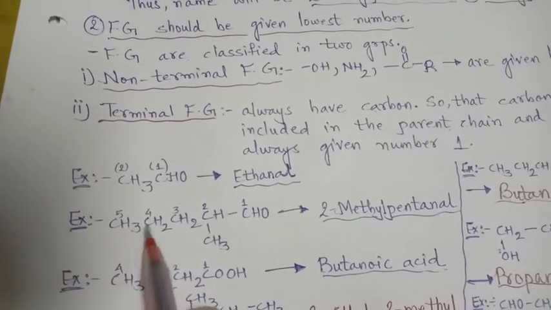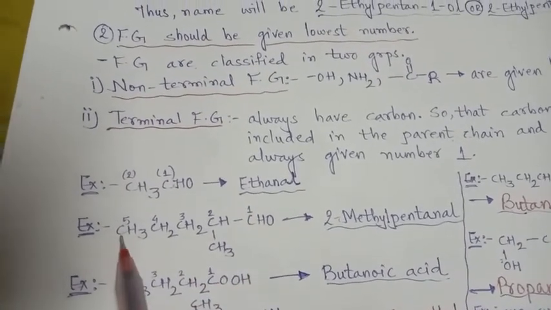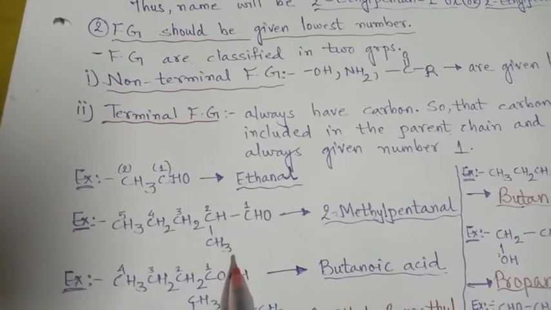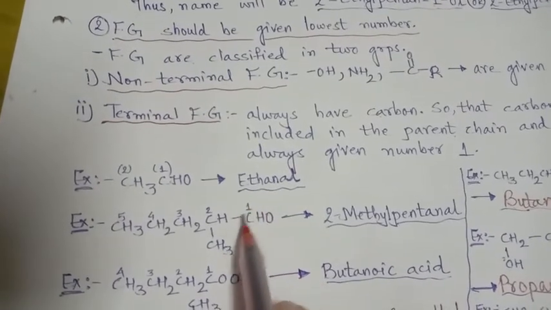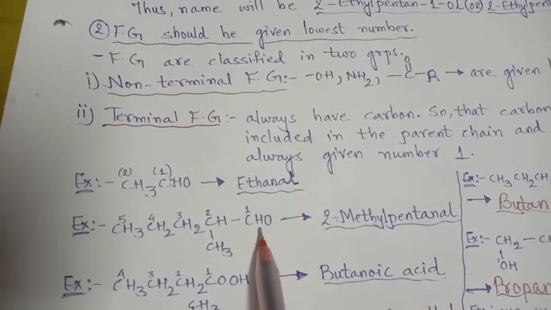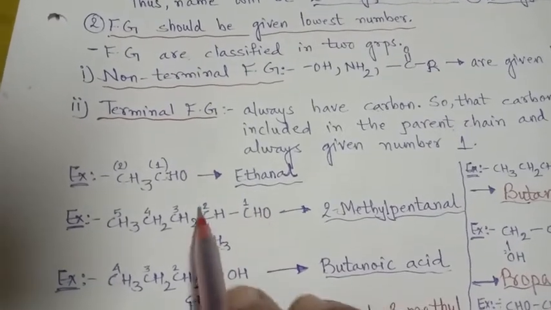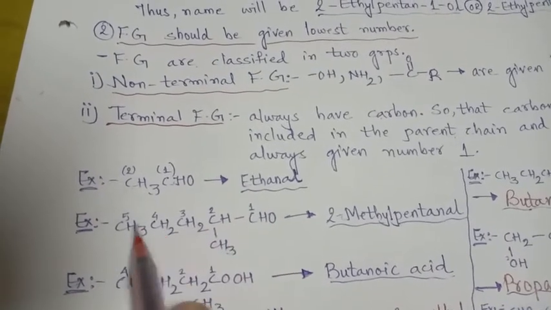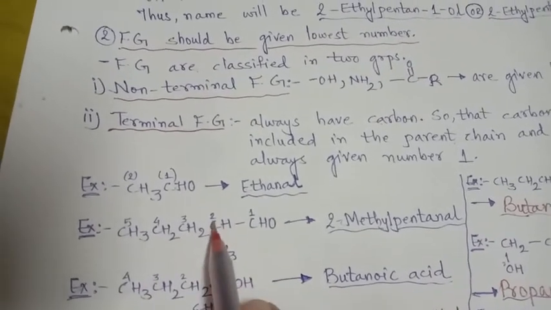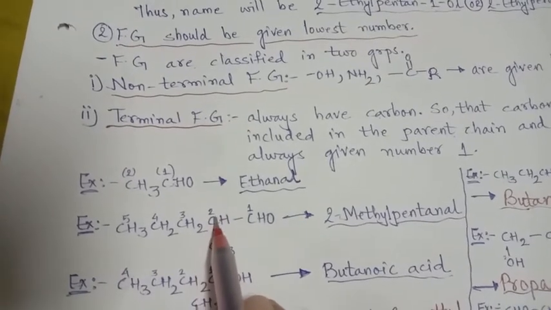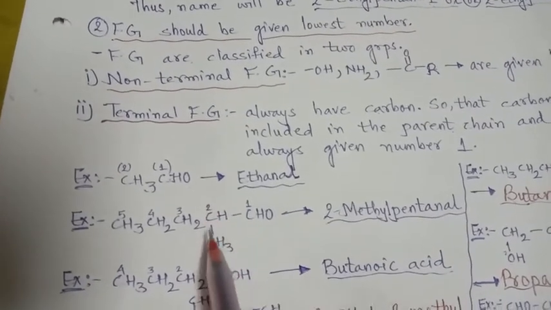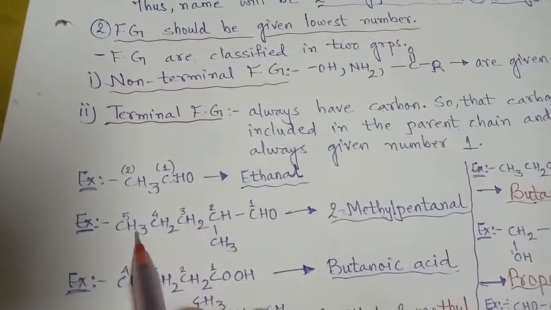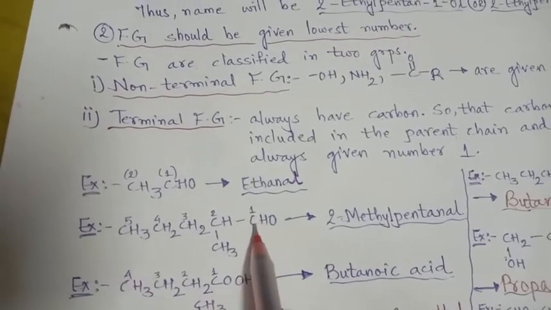Now here if we see 1, 2, 3, 4, 5 and 1, 2, 3, 4, 5. But if we consider these as the longest chain, then the aldehyde will remain away. That is not the rule. The functional group should be a member of the parent chain. So here we will give number 1 and 1, 2, 3, 4, 5. Then this methyl group will be the substituent on the second carbon. So numbering goes like, on the second carbon methyl group. So 2-methyl, 1, 2, 3, 4, 5 pentane, 1-al.